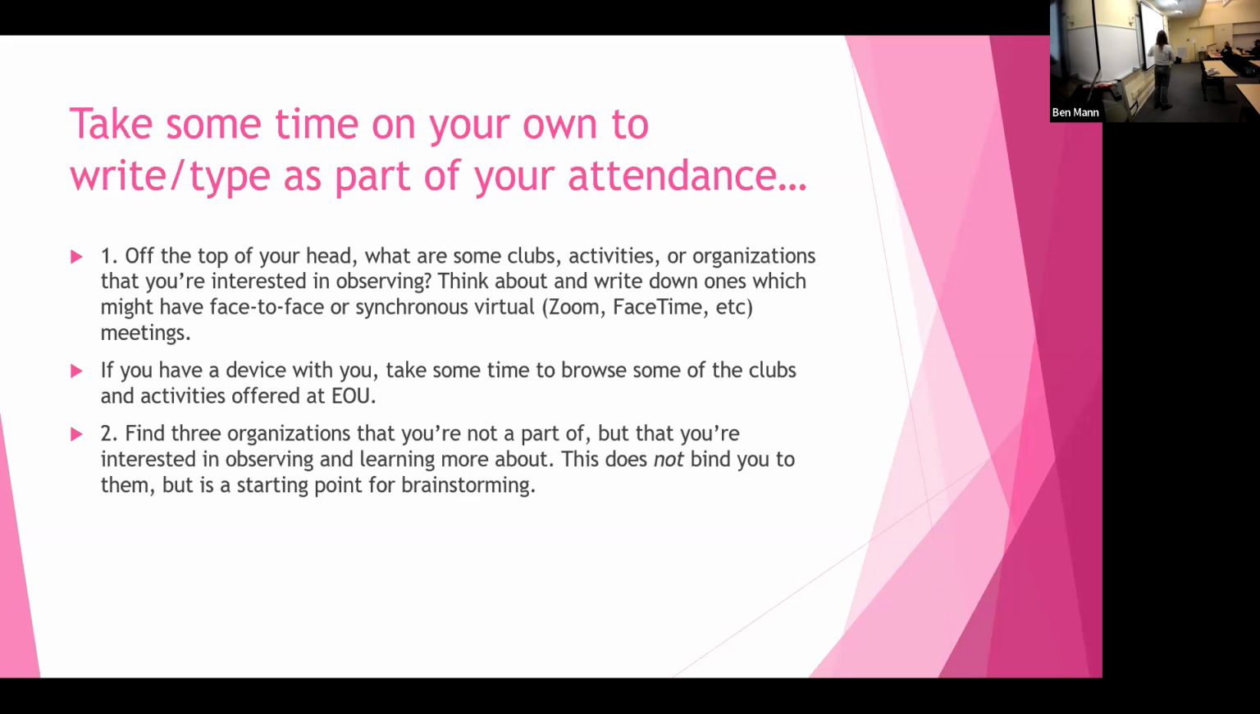And then after that, I want you to write down 3 organizations or clubs or groups on campus that you're not part of, that you're maybe interested in observing or learning a little bit more about. This initial brainstorming for today does not mean that you're required to do one of those groups. It's just a chance for you to start to think about what you might want to explore for this project. Again, I really recommend locking down a club or activity or organization that you're going to observe this week so that you have plenty of time to work on that small group observation assignment.